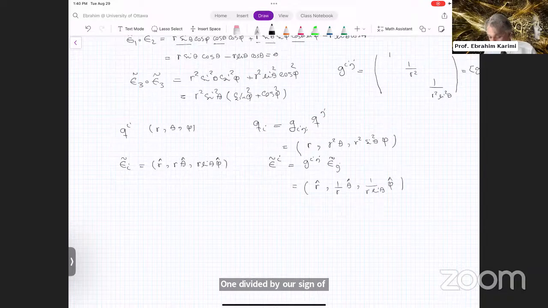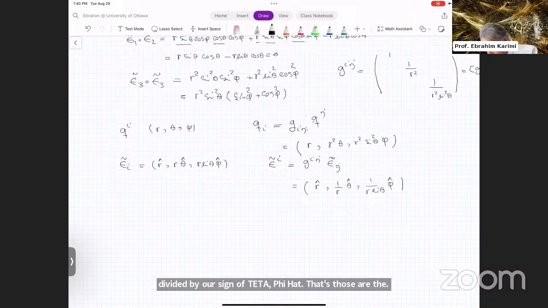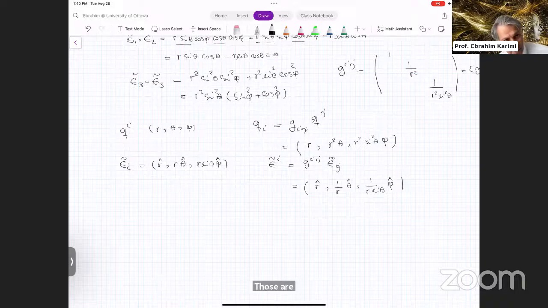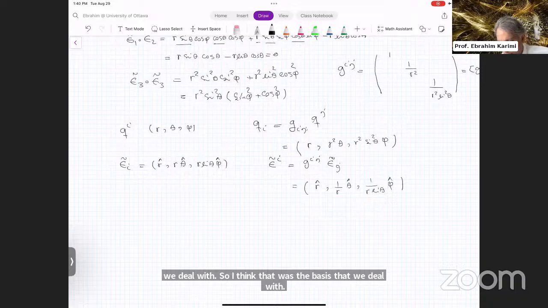Those are the contravariant vectors of the basis that we deal with. I think that was the question that one of the attendees asked. Are there any other questions?